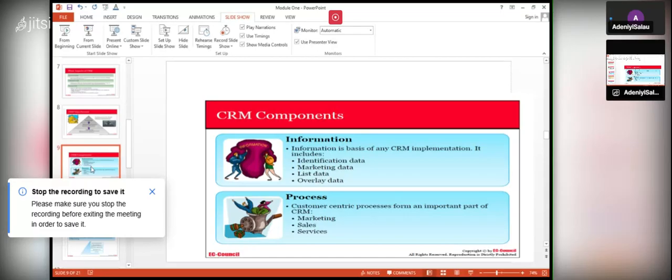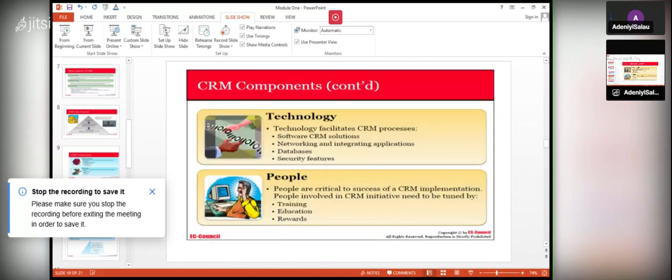After you have the data, then you have to design processes. You have to come up with steps that will be followed when you need to take some decision or carry out some activities. So that is why the processes have to be designed: marketing processes, sales processes, customer service processes, and other processes, blueprints that you'll be following in order to do business from the customer perspective.